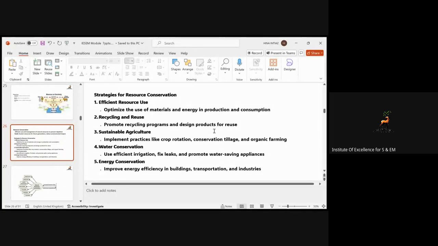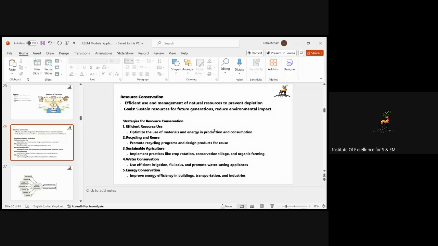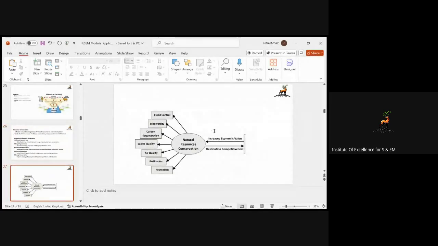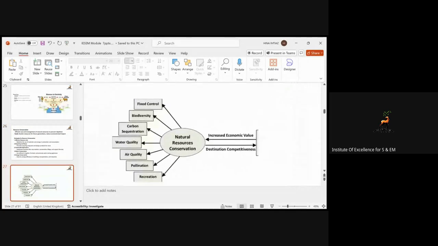So these are the ways through which you can save resources like water, and soil by crop rotation. You can adopt sustainable agriculture, and you can conserve energy by using energy efficient walls in buildings, and you can use hybrid vehicles in transportation and industry. The conservation of natural resources increases economic value, and through flood control and biodiversity. These are all ways which give us a platform for conservation of natural resources.